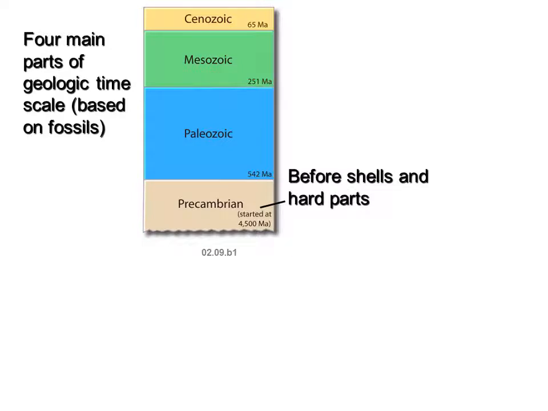All right. So the life for the Precambrian is before shells and hard parts. So these are all single cell organisms or small invertebrates. Animals did not have shells or hard parts. So these are all invertebrates. Things like jellyfish or bacteria. Nothing with an exoskeleton, or an internal skeleton for that matter. Okay, no bones and no shells.